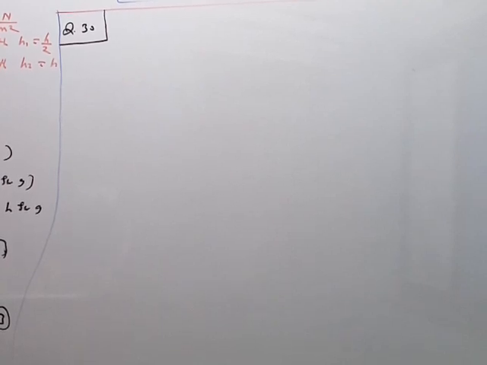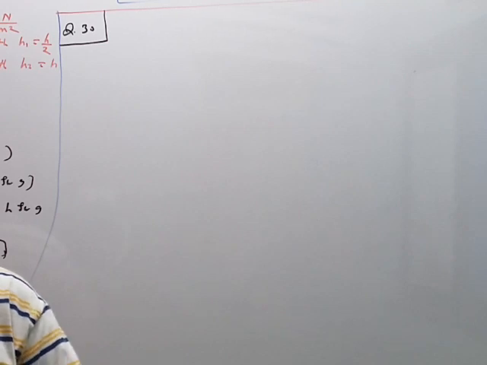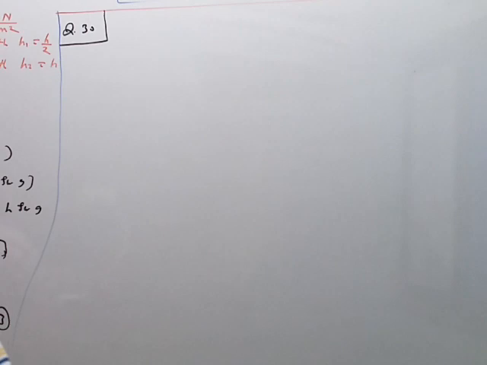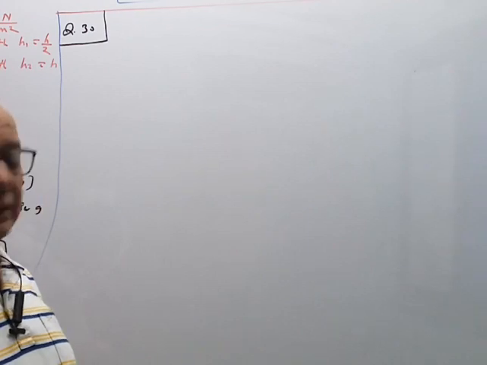Next, question number 30. The relative velocity of the two parallel layers of water is 8 cm per second. If the perpendicular distance between the layers is 0.1 cm, then the velocity gradient is equal to? So velocity gradient is given by dv by dx. So the situation is like this.